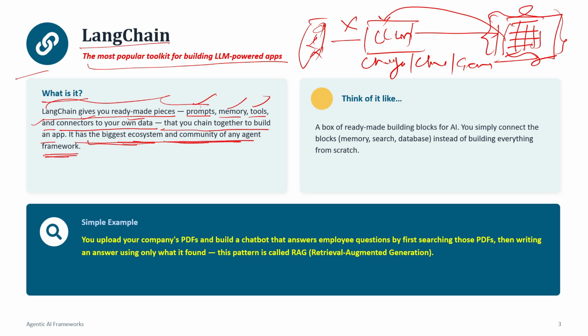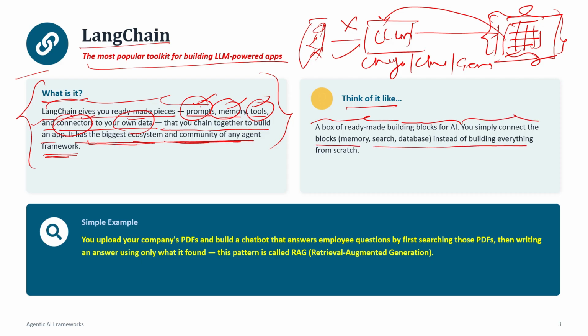So in that case, we build an AI agent using existing prompt, memory, tools, and connectors, and we give it access to our own data, and then your AI agent can respond to your personal questions. Think of it as a box of ready-made building blocks for AI. You simply connect the blocks instead of building everything from scratch. It is just like building blocks: we take the blocks and make a building. Similarly, you have some already built blocks in LangChain.